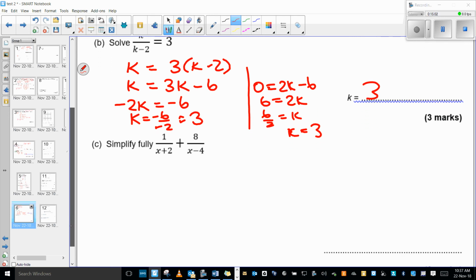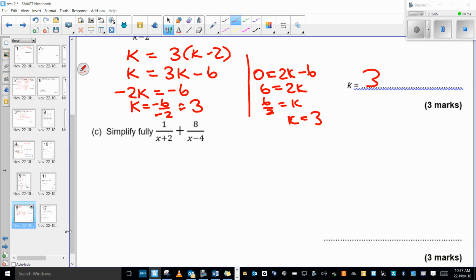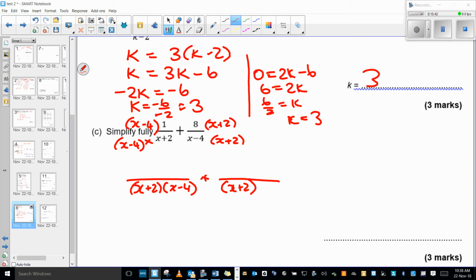Simplify fully. Oh, people are still making mistakes on these. When you are adding fractions, algebraic ones especially, well no, any fraction, what do we have to have? Common denominator. When we are changing our fractions so that they have a common denominator, we have to multiply both the top and the bottom by that value, that expression. So this one I'm going to need to multiply both things by x minus 4. And this one I'm going to have to multiply both by x plus 2. That will give me a denominator for both of x plus 2, x minus 4.